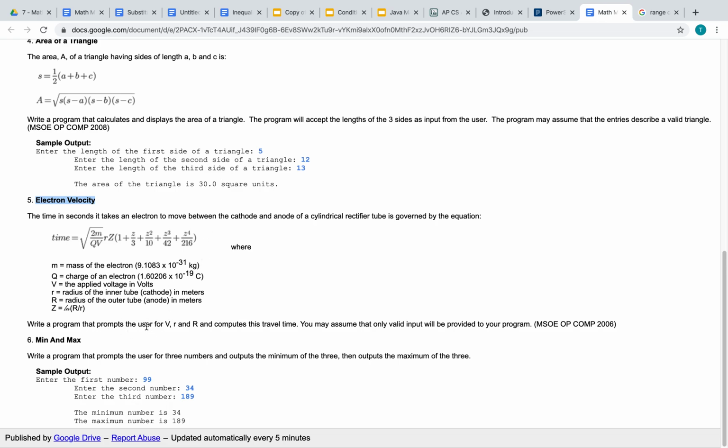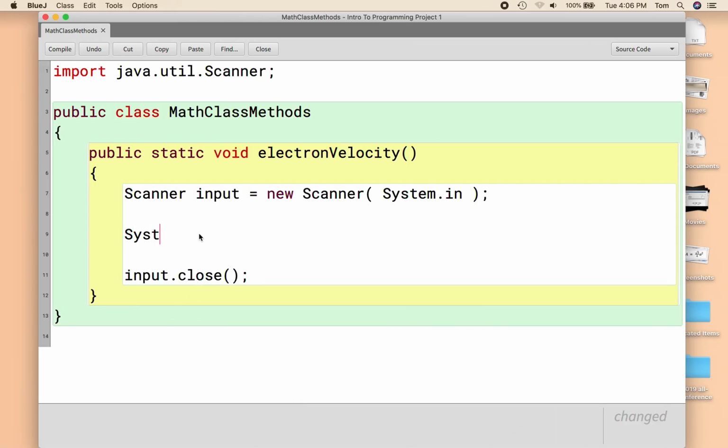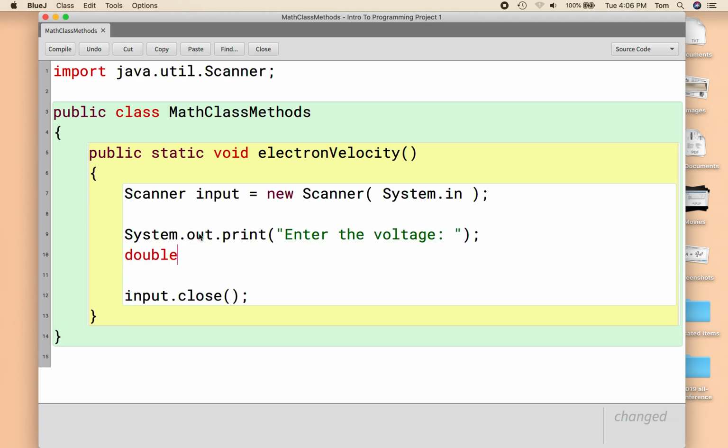We're going to ask the user to enter the voltage. And then we're going to go ahead and get that value. So I'm just going to call it capital V because that's what it's called on the program descriptor. Usually we would use a lowercase v, but we have a small r and a big R, so I'm just going to go ahead and use the V like they have on there. And then we're going to use input, that's what we named our scanner, to go ahead and get the next double.